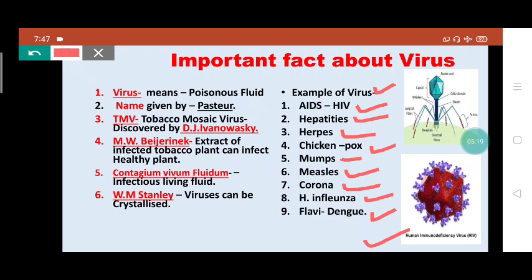Okay, I have arranged two virus diagram images for you: the human immunodeficiency virus, and this is the bacteriophage, the virus that can infect bacteria. So this is the bacteriophage virus.